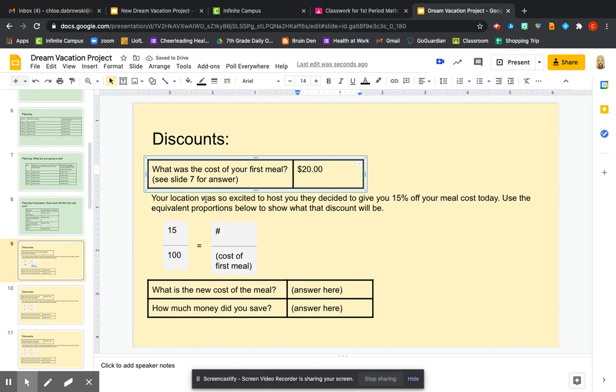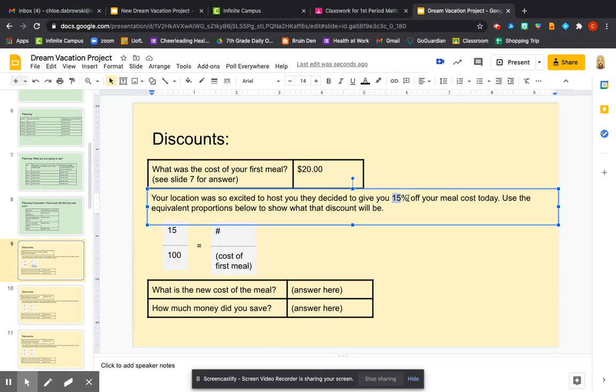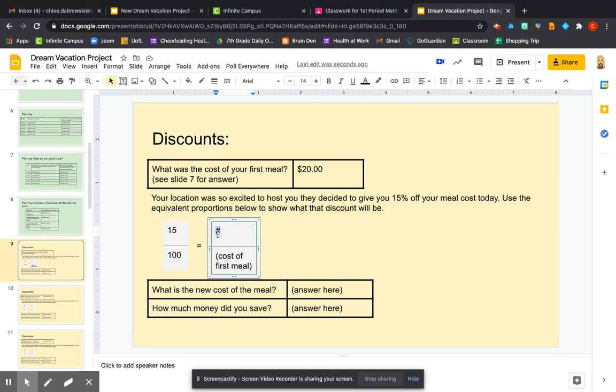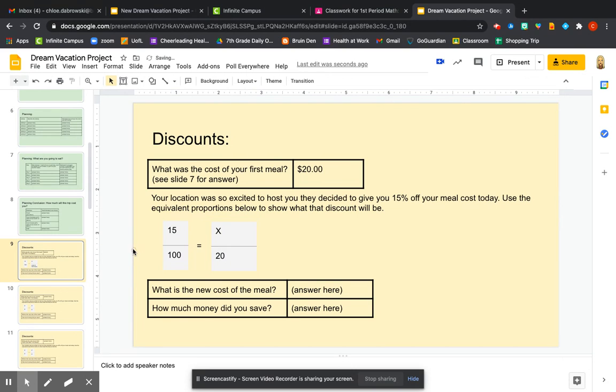It says that they were so excited to host that they are giving me 15% off my first meal today. So we know that our setup should always be a percent over 100. That is done for you. This percent comes from this amount right here, and I believe I highlighted those for you guys. Again, percent over 100, and this amount is just going to be our X value and the cost of our first meal. The cost of your first meal comes from that table. That's why you went back. And so we have 20.